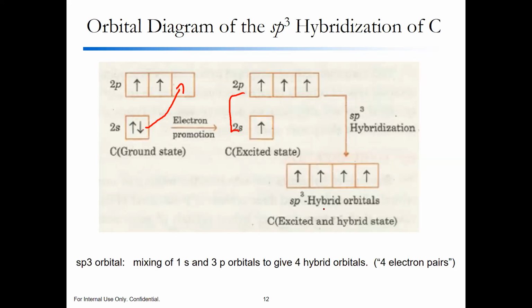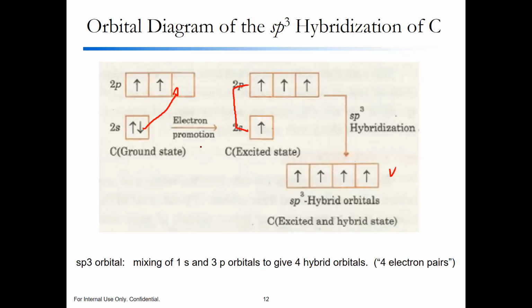And when they mix, Professor, can you remind me what the ground state means? Lowest energy. Okay, yeah, that's good. Thank you. This is the lowest energy. But then what happens when I put an electron here? Now the electron got excited. And what happens to these orbitals? They're going to mix to form the hybrid orbital, sp3.